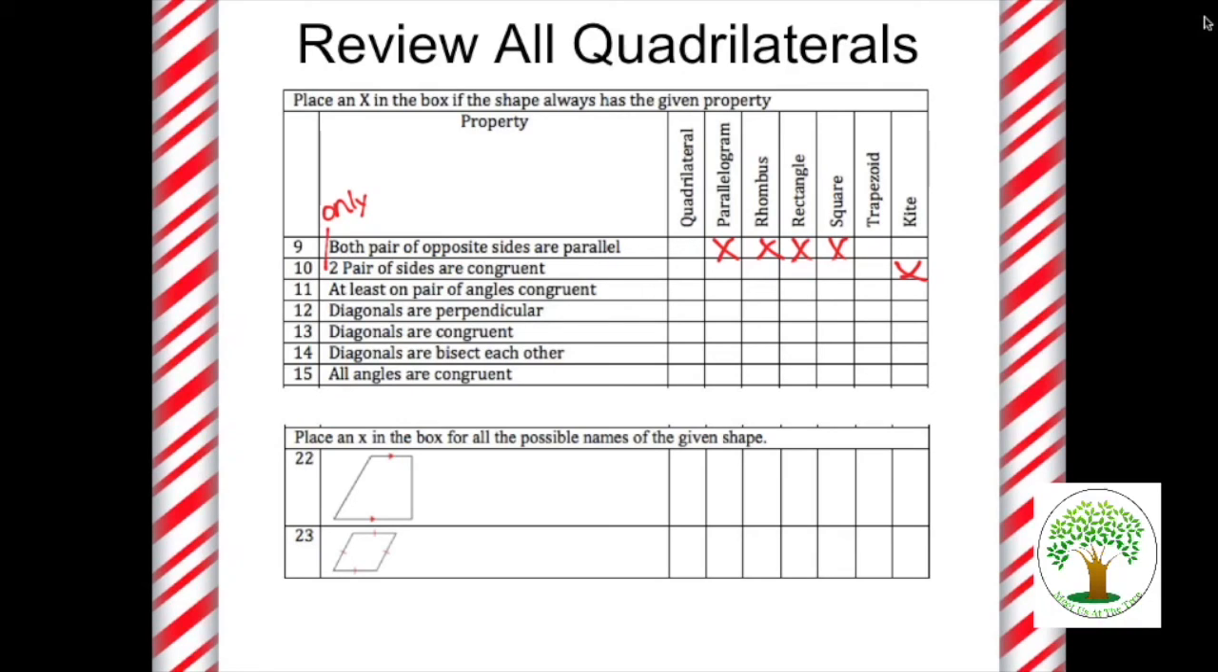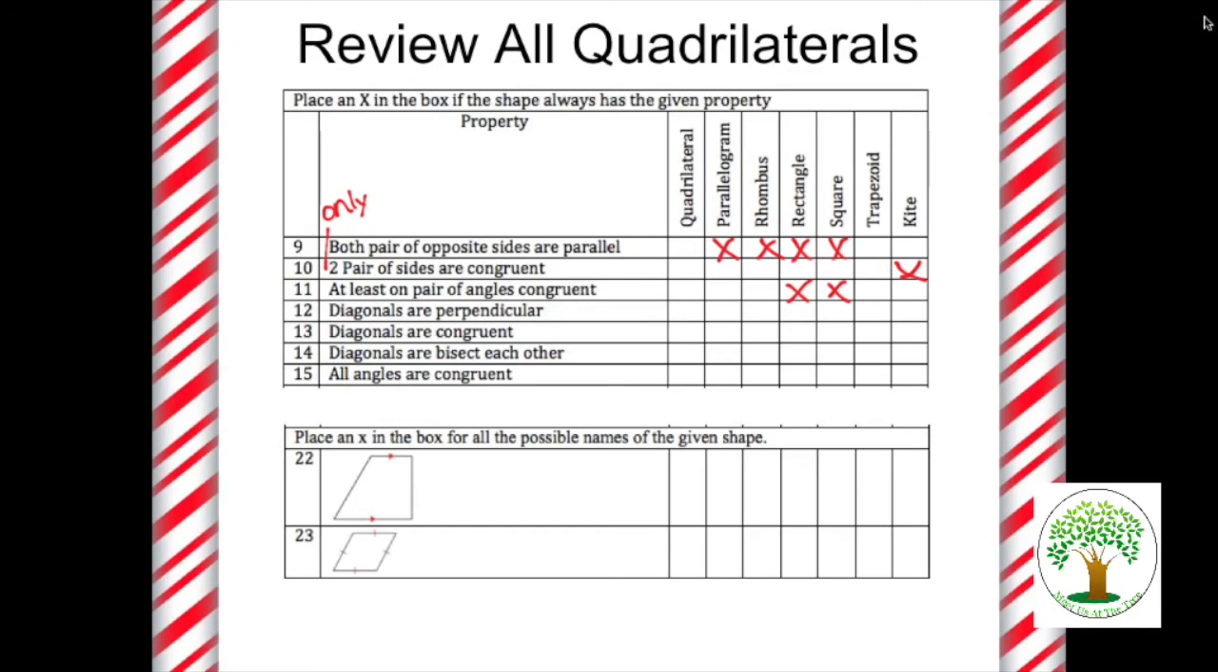Number 11 says at least 1 pair of angles are congruent. That means more of them could be, right? One or more. Rectangles have more than 1 pair, right? Yeah, rectangle, square, and kite. You're right, wrong one. Down here. Thank you. At least 1 pair of angles. So rectangle, square, and kite.